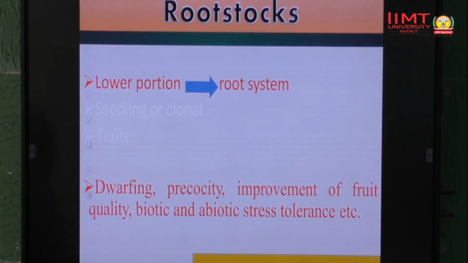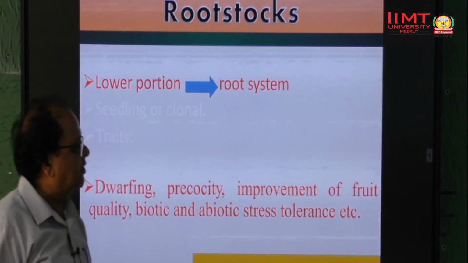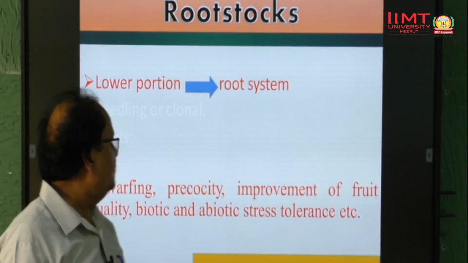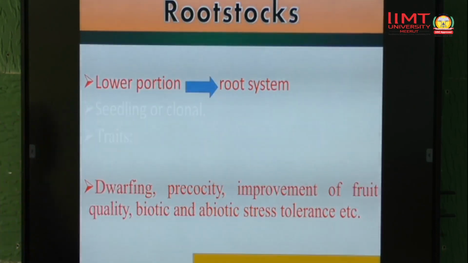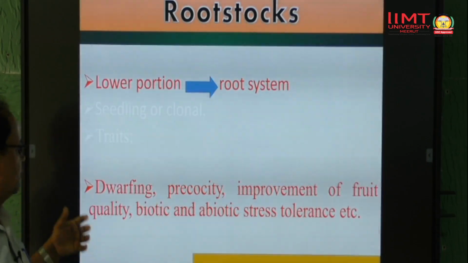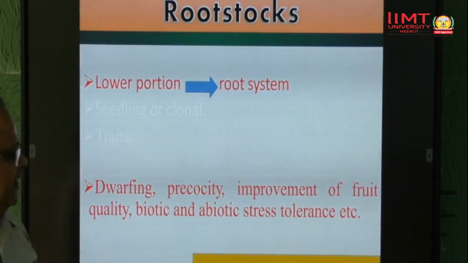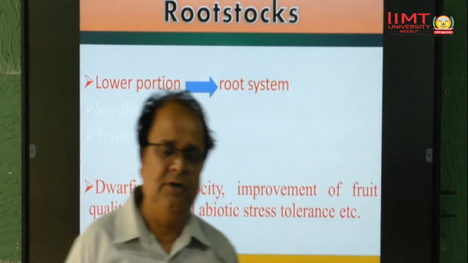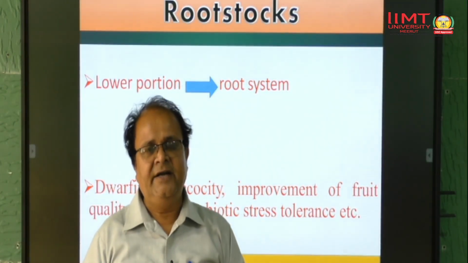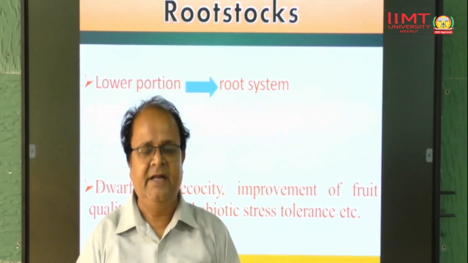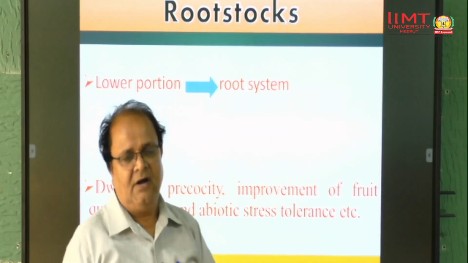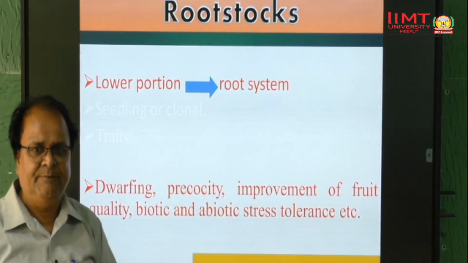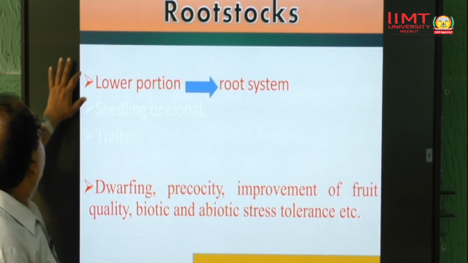Rootstock means the lower portion of the root system, that is the seedling stock or clonal stock, chosen for traits. These include dwarfing characteristics, precocity, improvement of fruit quality, and biotic and abiotic stress tolerance. Different types of rootstock are used. They have to be tolerant to salinity and alkalinity, frost, stress conditions, high temperature, low temperature, insect pests, diseases and viruses.